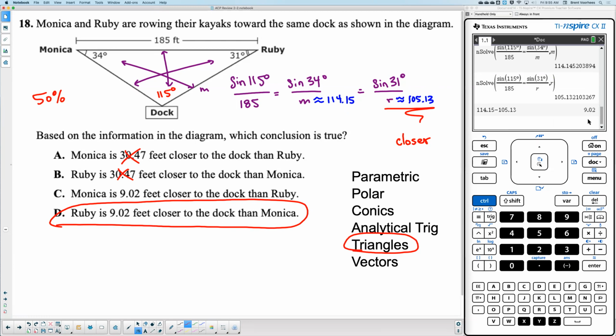Why is Monica closer? Didn't Ruby get a smaller number? And so wouldn't a smaller number be closer? Yeah, the answer is D. That's what the answer said. Yeah, that's what School City says. Oh well, the correct answer is actually D.